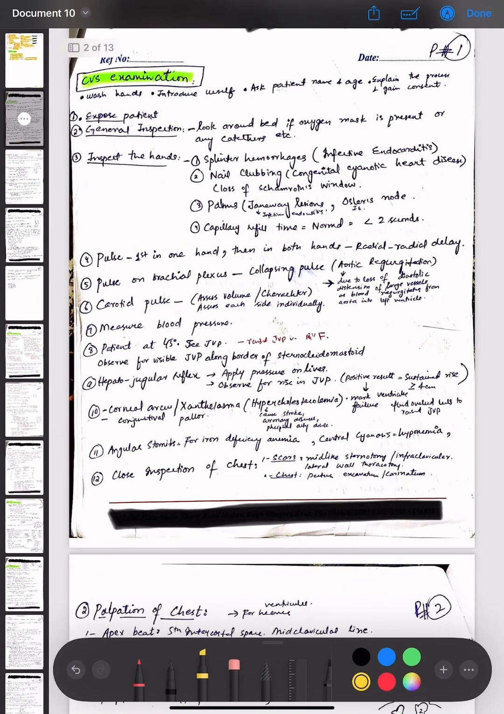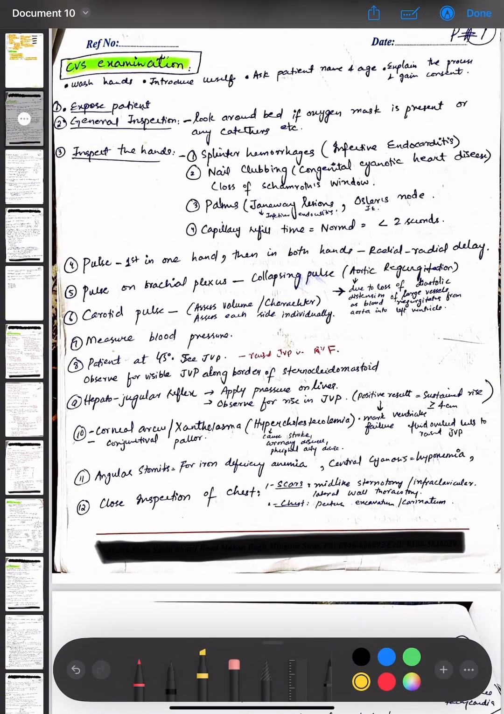So in CVS examination, first of all we have to wash our hands, then introduce yourself, then ask the patient his name and age, and then explain the procedure and gain the consent. So this is the basic method for the examination. First of all clean your hands, that is wash them or use the sanitizer. Then introduce yourself, that I am Dr. Desh and I will be performing your examination. Then ask the patient's name and age, and then explain the procedure and gain the consent.